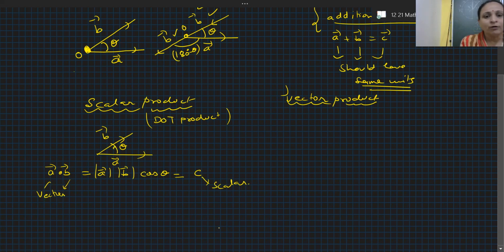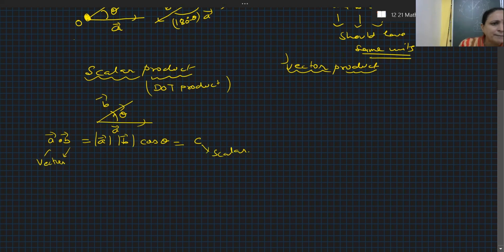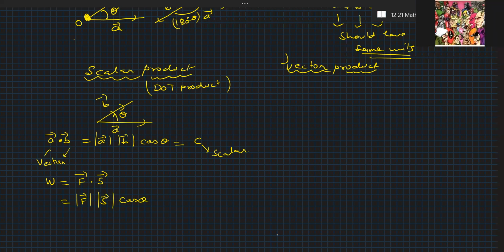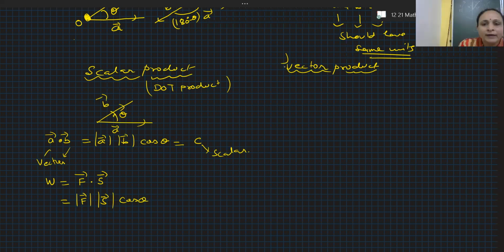Is this clear? Okay. Now how do we write it? For the example, suppose you want to find out the work done. What is the formula for the work done? Work done is equal to F dot S. Now, if you want to find out the work done, you will have to write the modulus of F multiplied by the modulus of the displacement multiplied by the value of cos theta between them, right? So this is called the scalar product.